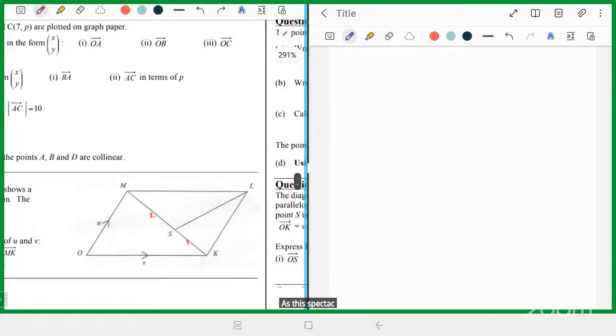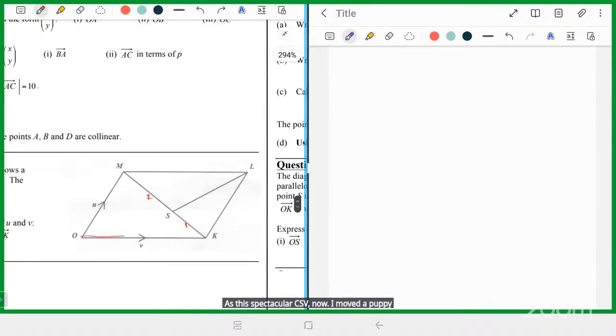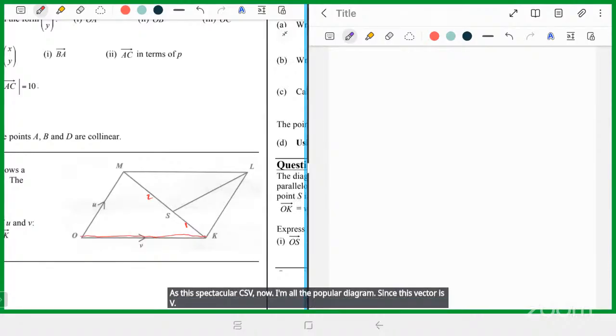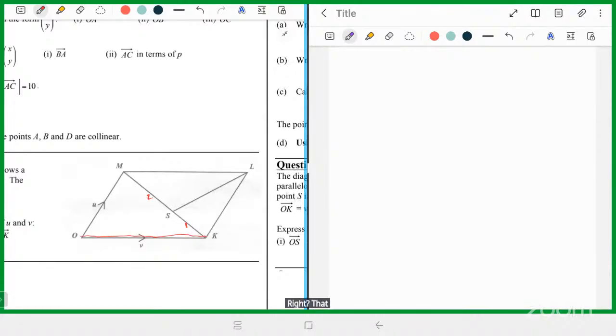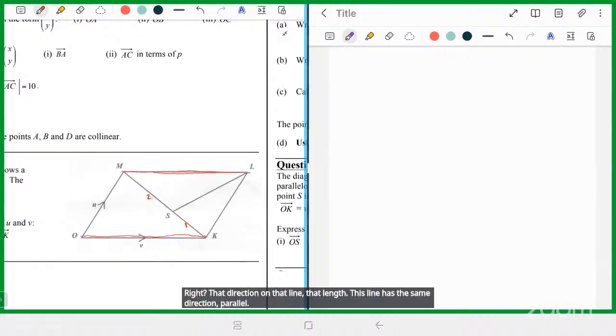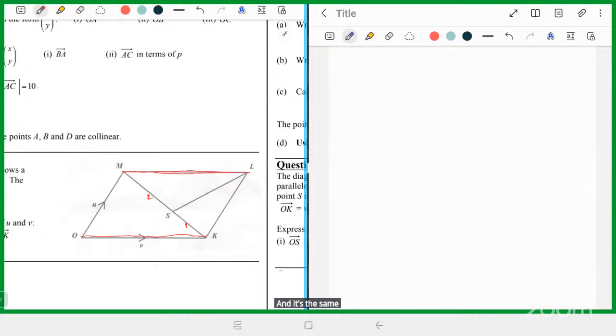Now, I'm going to populate the diagram. Since this vector is V, that direction on that line, that length, and this line has the same direction, parallel, and the same length, it means that that vector from M to L is also V. So you can put that on the diagram. This vector is also V.